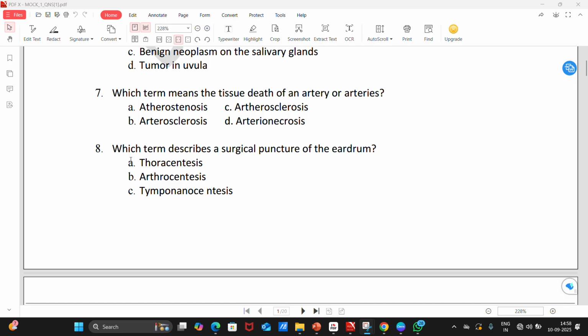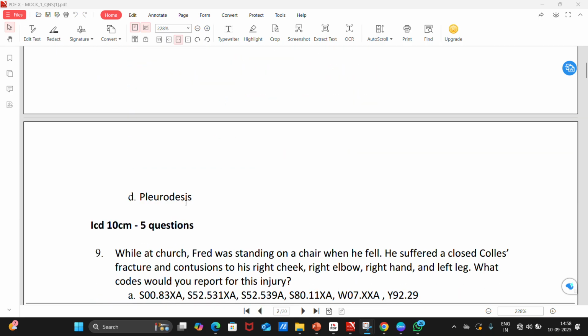Eighth question. Which term describes a surgical puncture of the eardrum? Option A, thoracentesis. Option B, arthrosynthesis. Option C, tympanosynthesis. Option D, pleurosis.